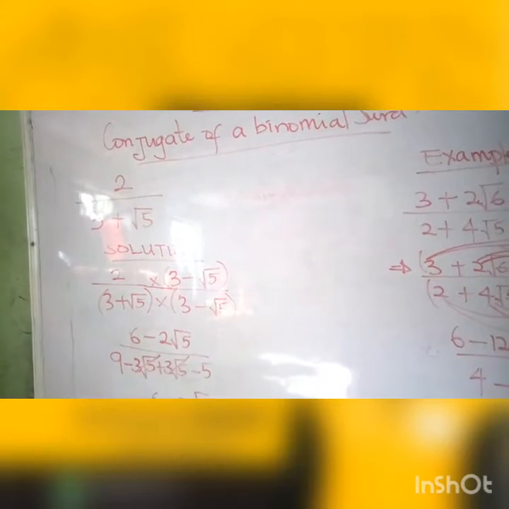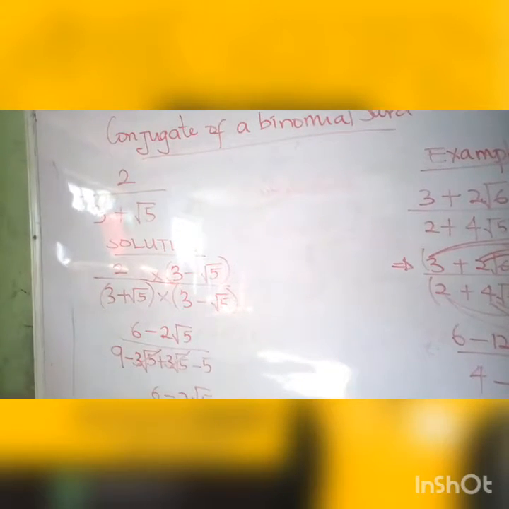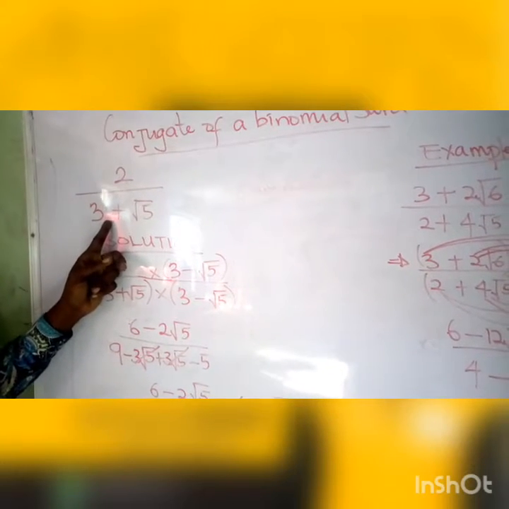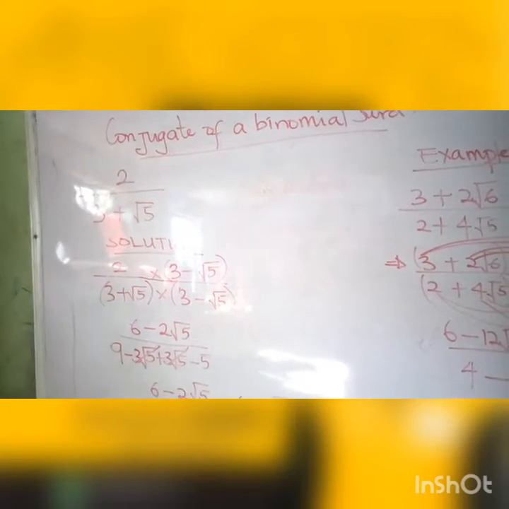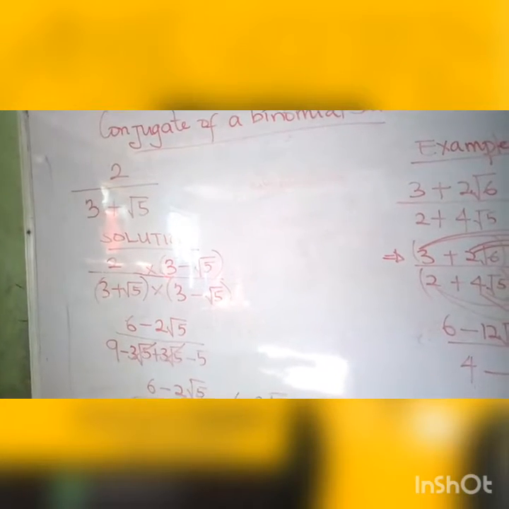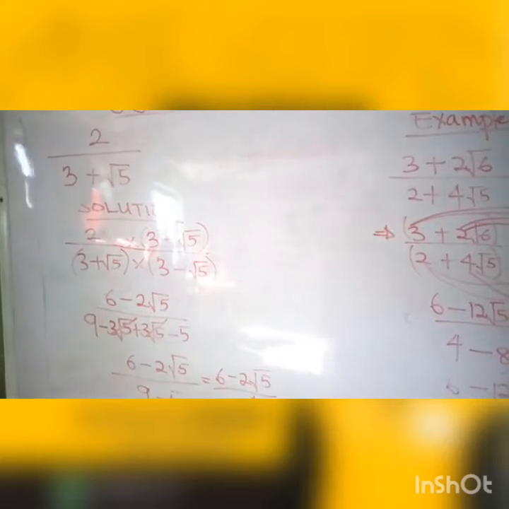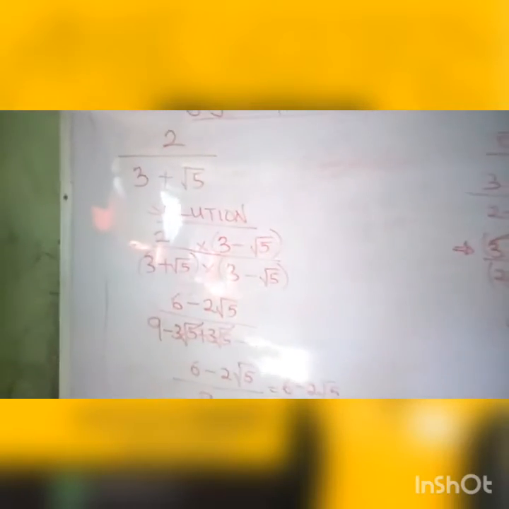The only thing that is needed in this case is that the sign in the denominator is changed. If it is addition, you change it to subtraction. If it is subtraction, you change it to addition. And you now use that new sign to multiply the numerator and the denominator.